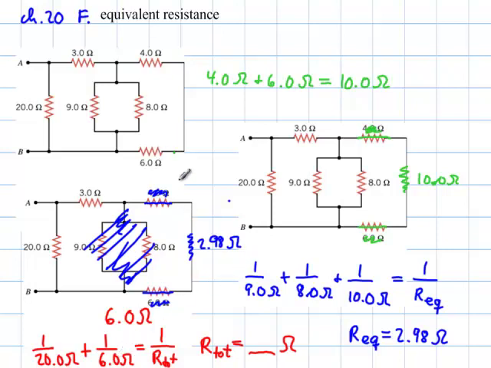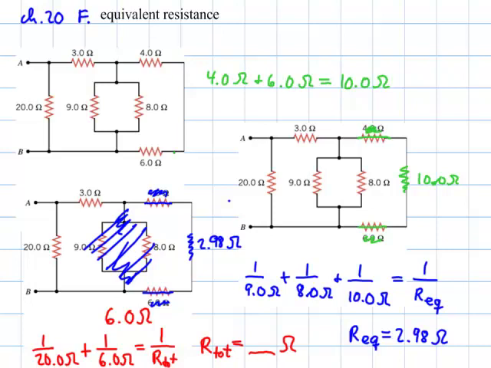The other thing I wanted to mention is that when you analyze a combination circuit, it does involve several steps. You really have to go through each single part of the circuit at a time. So here the series part, then here the parallel part, then over here the series part, and then finally the parallel part here with the 6 ohms and the 20.